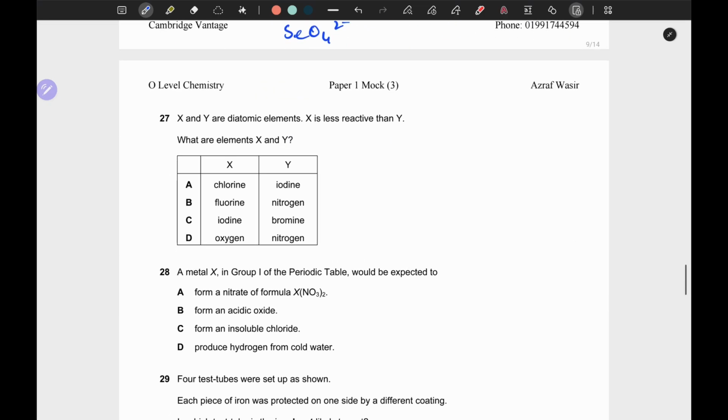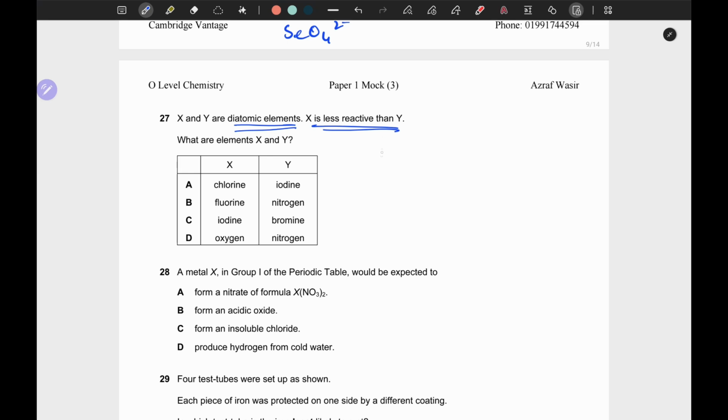Moving on to question number 27, X and Y are diatomic elements. X is less reactive than Y. What are elements X and Y? So we have chlorine, iodine, fluorine, nitrogen, iodine, bromine, and oxygen, nitrogen.